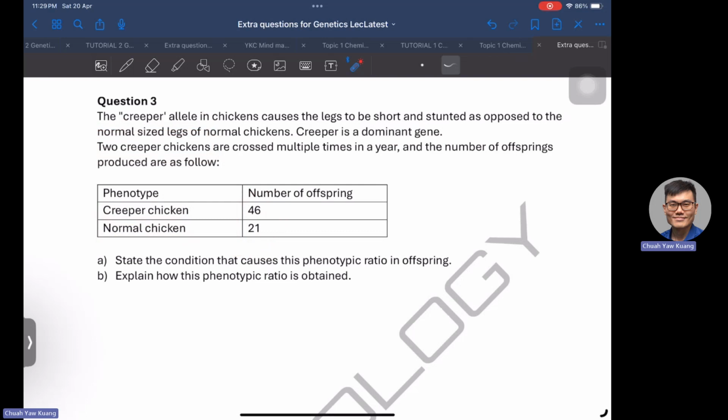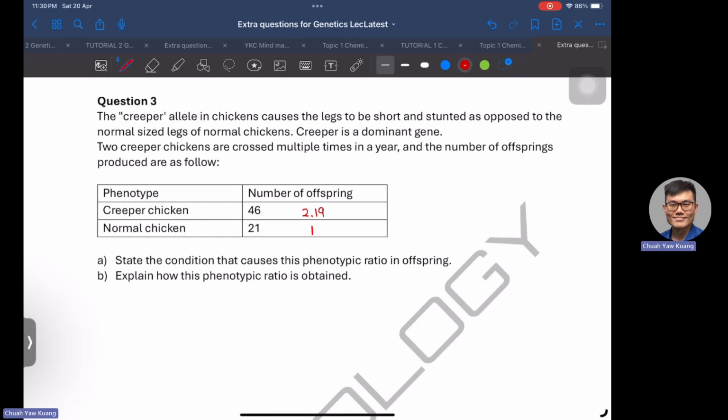Whenever they give us the number of offspring, we can use it to find the ratio first, because the ratio of the offspring can tell us some relationship. To get the ratio, we divide 46 by the smallest number, 21. 46 divided by 21 is 2.19, and 21 divided by 21 is 1. So that is the ratio.